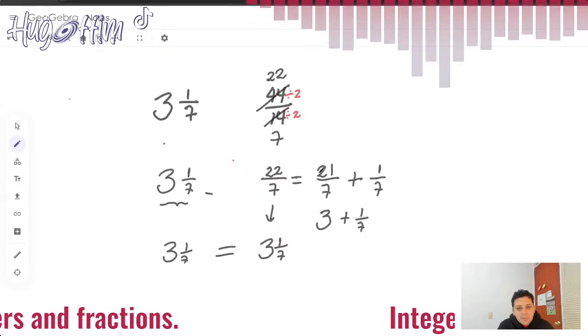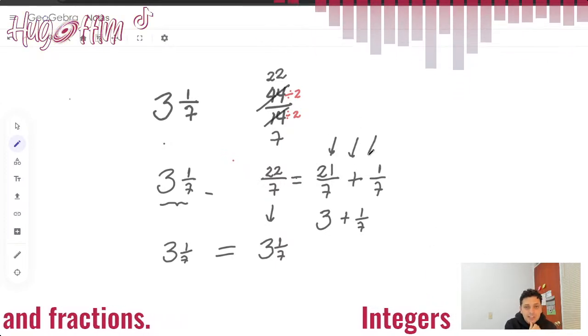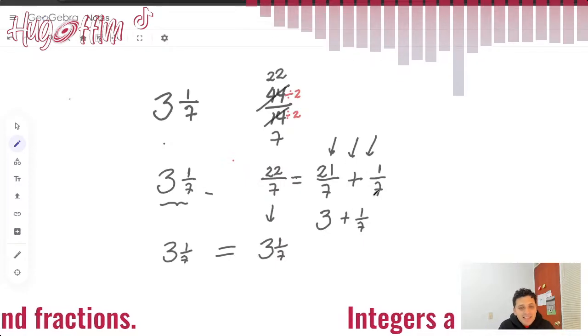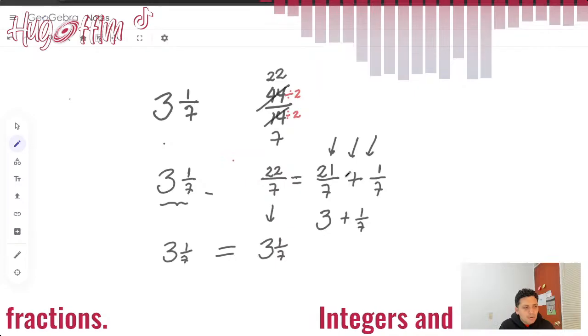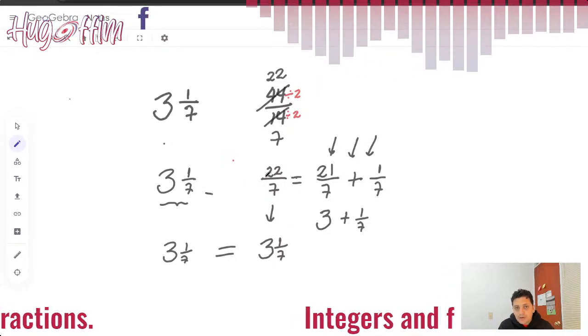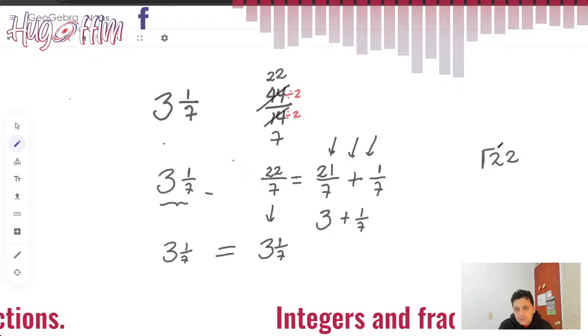Okay, this is something that you need to remember every time that you work out with fractions and you want it as a mixed number. This is the main idea that I want you to try. Now, some people use division to find 22 over 7. That's okay.